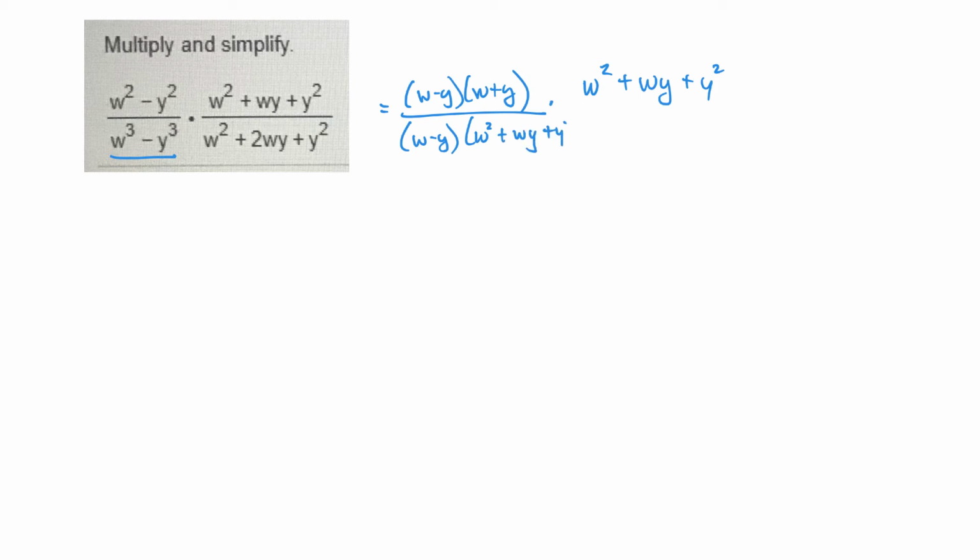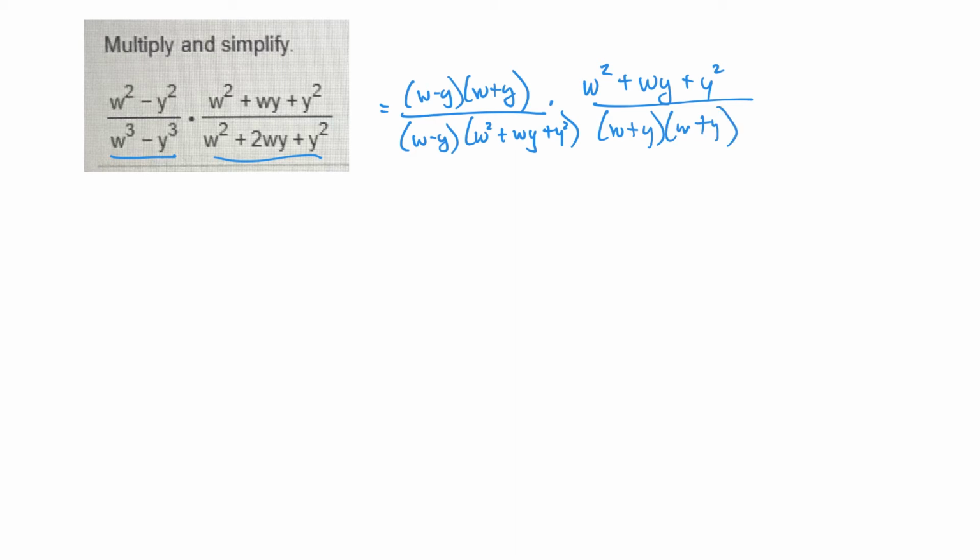Here's a multiply. With multiply, you just need to factor and then eliminate factors of 1. So the top left is a difference of squares. Top right, I don't think you can factor that. I've tried this before and you can't factor that. But on the bottom, this is a difference of cubes. And so when I factor that, I'll get w minus y, then w squared plus wy plus y squared. And then this one, I think you can factor to w plus y and w plus y.